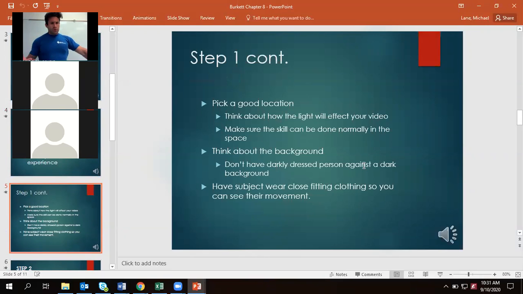So when you're going to be doing your filming, you want to make sure you're picking a location where we've got good lighting and make sure that you can do it safely in that given space. I know it sounds simple, but just keep that in mind. One big thing to keep in mind is background.